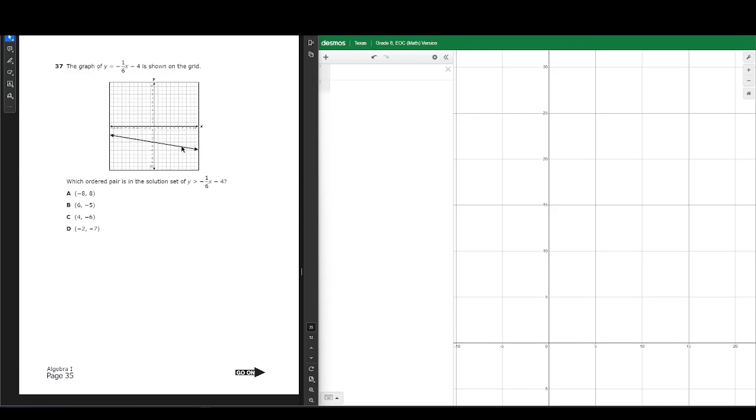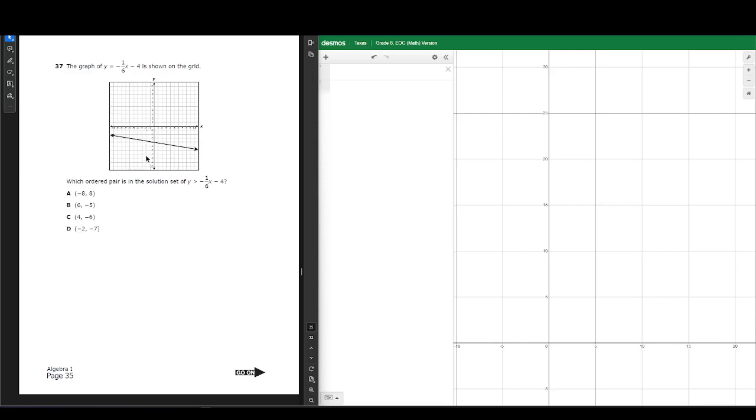Let's see, 6, -5, that's on the line, which means it's not greater than this. It means it's greater than or equal to. So B is no good. 4, -6, that's below the line, so no good. And -2, -7 below the line.